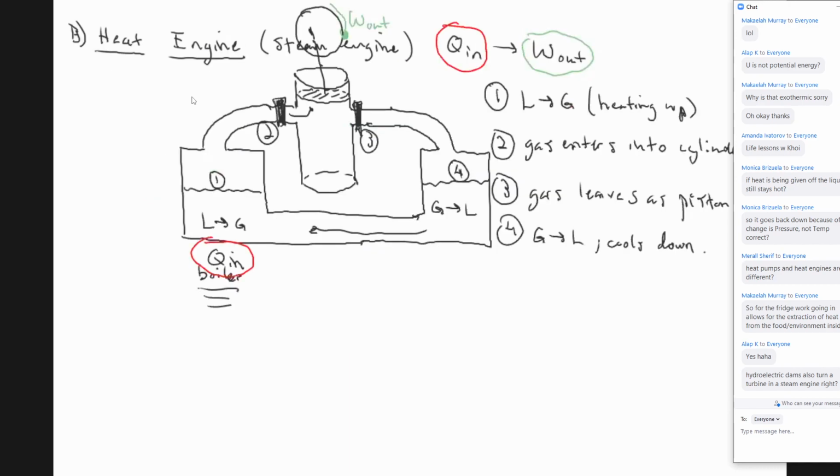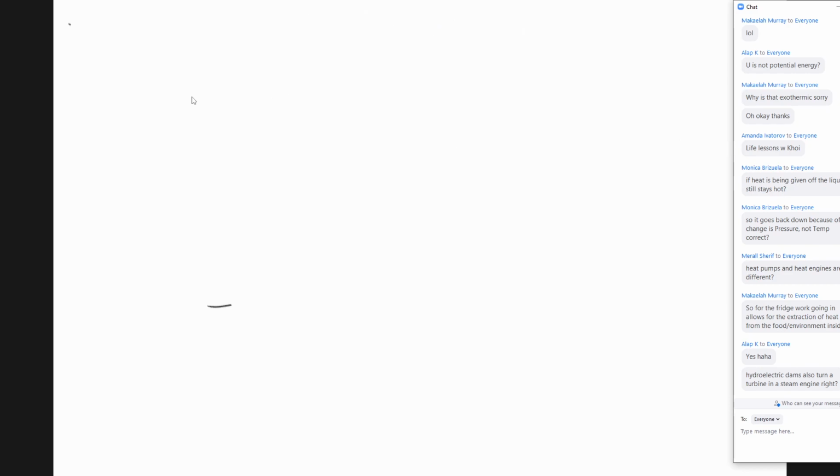Okay, so now let's take a look at a Carnot cycle. And a Carnot cycle is just basically a perfect heat engine going around one cycle and drawing it as a relationship of pressure and volume. So a Carnot engine, it looks like this.